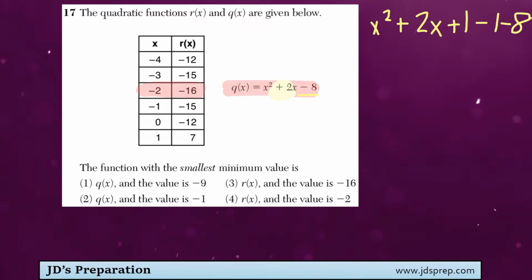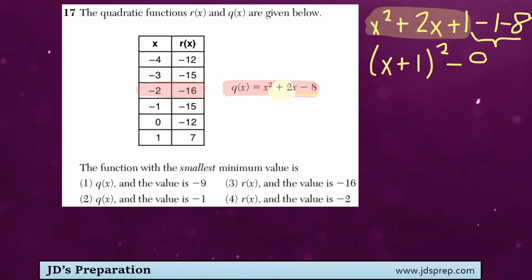Okay, so the benefit of that is that now this x squared plus 2x plus 1 is a perfect square. So we can write that as x plus 1 all squared. And then this negative 1 minus 8 can be simplified to negative 9. Okay, so just like that, we've figured out the coordinates of our vertex because our h value here and our k value here tells us our x and y coordinates of the vertex. So our vertex is negative 1, negative 9.